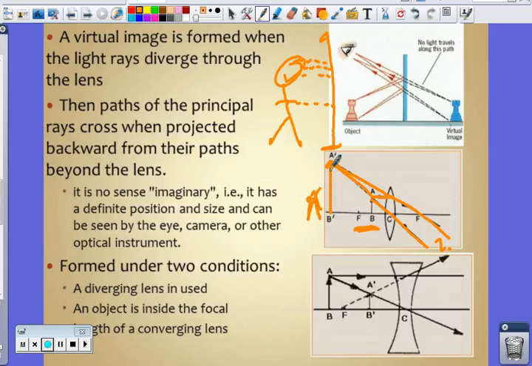If you have a diverging lens, these rays out here, they're going on, and they're not going to come together. So you get virtual images with a diverging lens, or the object is inside the focal length on a converging lens. You also get it with mirrors, and I'll show you some of those in a minute.